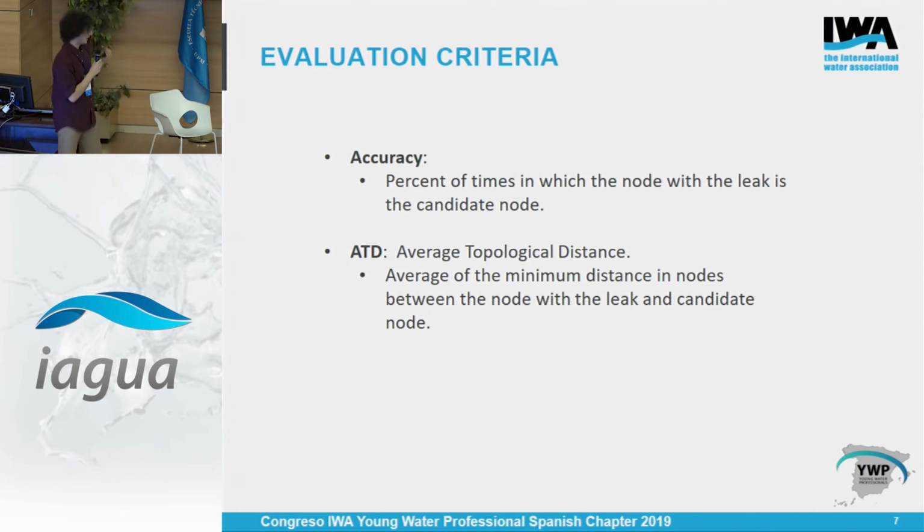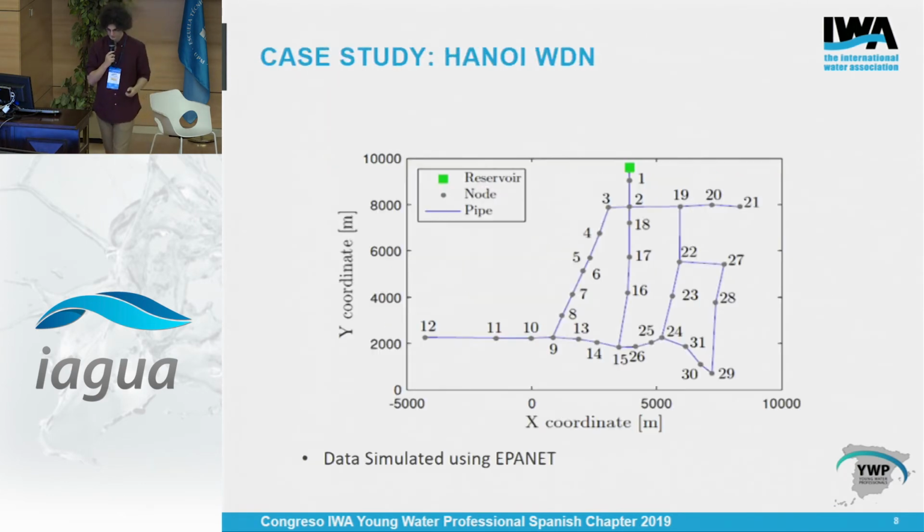So for example, accuracy would be, here is the leak, and if it's not here, it's incorrect. But ATD would say, here's the true leak, but we say, here's the leak, and it will calculate the minimum distance. So it's a better estimation because even if we miss, if it's close enough, it's good enough for us.